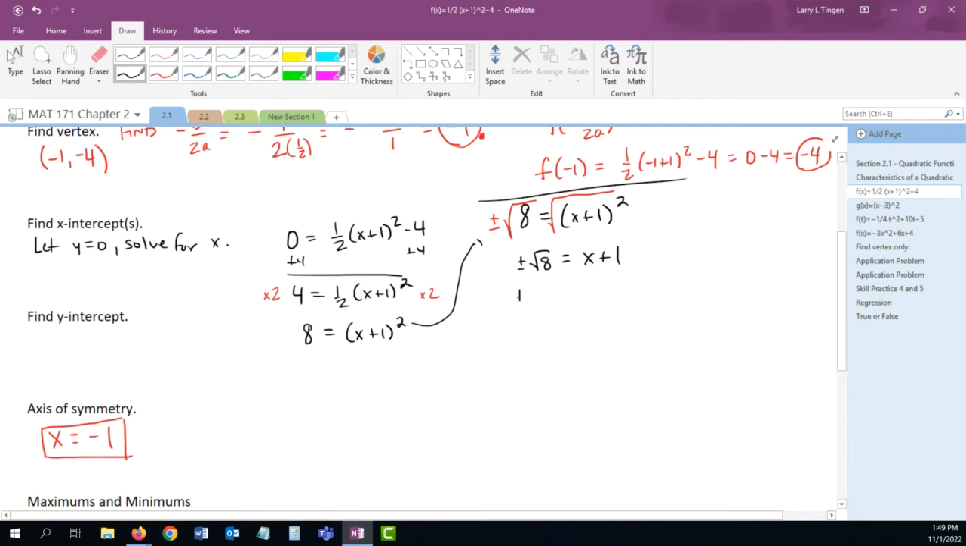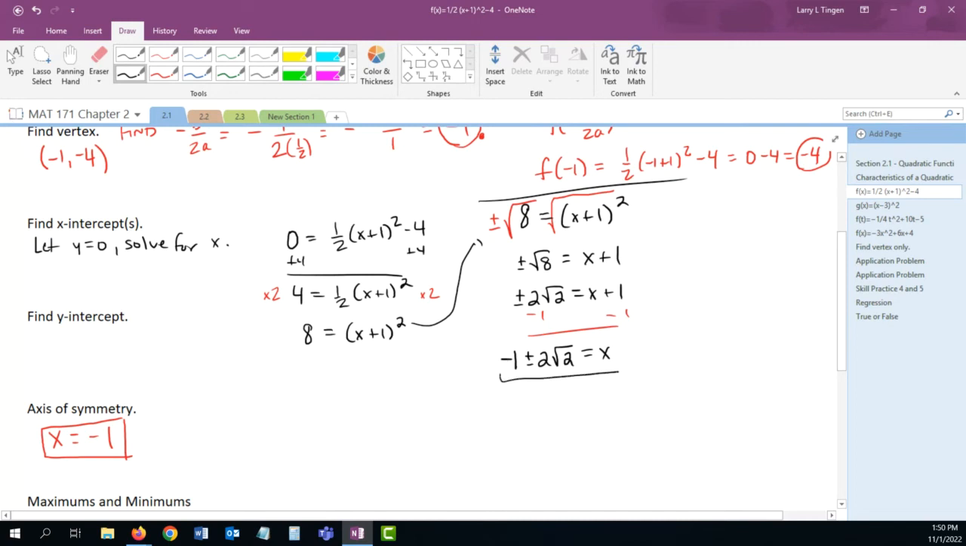Square root of 8 can be simplified to 2 times the square root of 2, because 2 squared is 4, and 4 times 2 is 8. And then I need to get x totally by itself, so that means subtract 1 from both sides. And I'm left with what? I'm going to write it as -1 plus or minus 2 times the square root of 2.